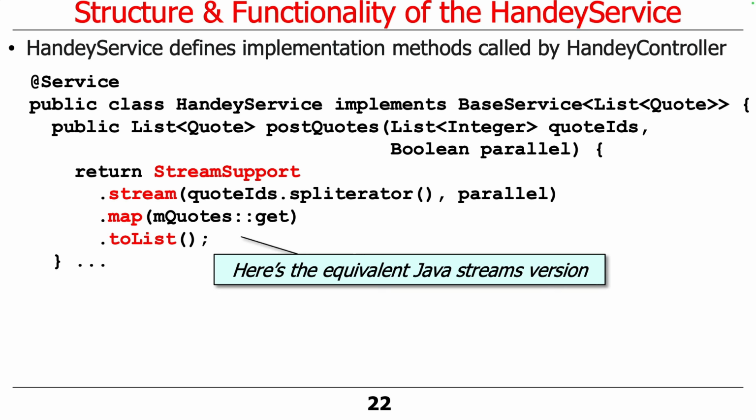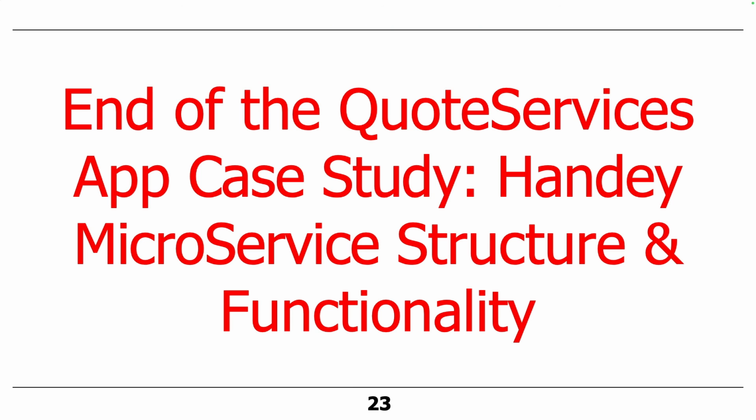So just a quick sort of Rosetta Stone comparison between a couple different approaches. So that's the end of the overview of the Handey microservice structure and functionality. We will now walk through the implementation quickly.